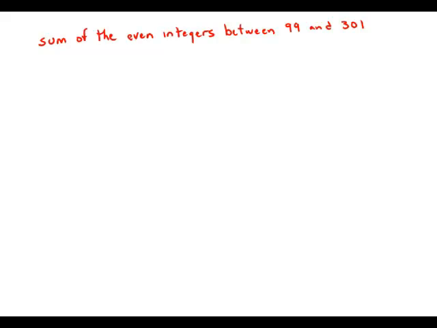For any positive integer n, the sum of the first n positive integers equals n times n plus 1 over 2. What is the sum of all the even integers between 99 and 301?